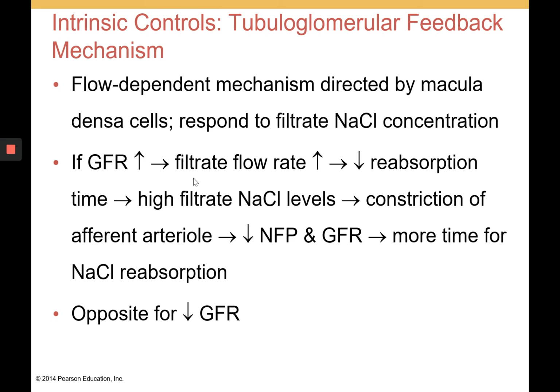But it'll cause constriction of the afferent arteriole, which will slow down flow into the glomerulus, which decreases net filtration pressure. And we know if net filtration pressure decreases, so does glomerular filtration rate. And slowing down GFR was our goal, because originally our first stimulus was an increase. We wanted to slow it down, so we actually had time for that sodium chloride reabsorption. We want to reclaim the sodium and chloride that the body needs.